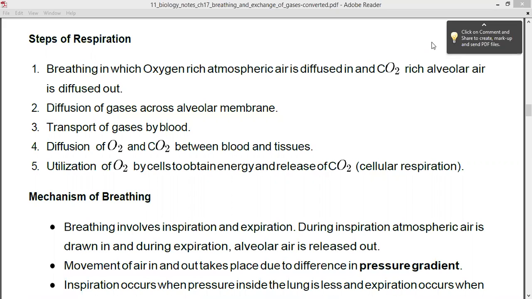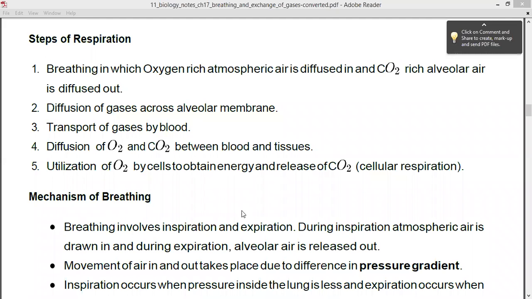So that CO2 is again carried out by the blood and it comes back to the lungs for getting purified, right? So this way the respiration is taking place. Each and every cell performs its function and releases CO2. That process is known as cellular respiration, right? So these are the several steps of respiration.